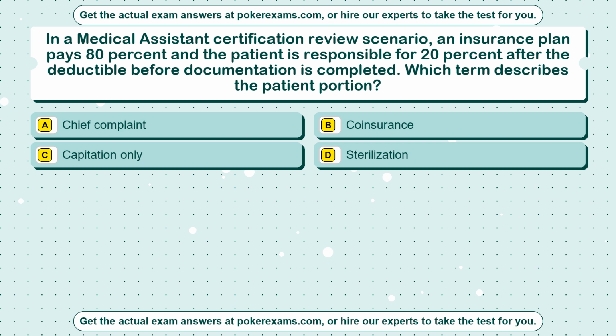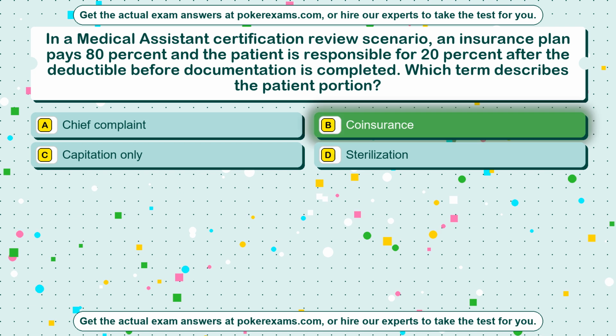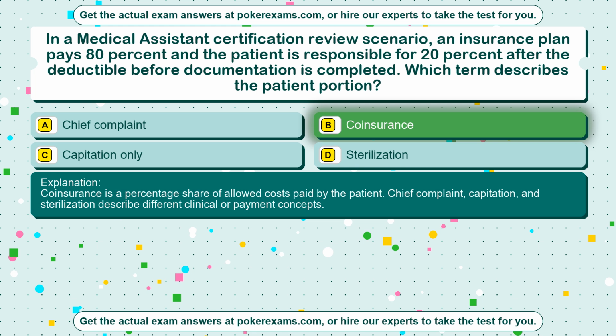Question 68. In a medical assistant certification review scenario, an insurance plan pays 80% and the patient is responsible for 20% after the deductible before documentation is completed. Which term describes the patient portion? Option A, chief complaint. Option B, coinsurance. Option C, capitation only. Option D, sterilization. The correct answer is option B, coinsurance. Coinsurance is a percentage share of allowed costs paid by the patient. Chief complaint, capitation, and sterilization describe different clinical or payment concepts.